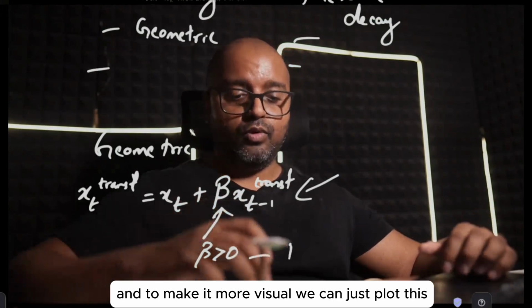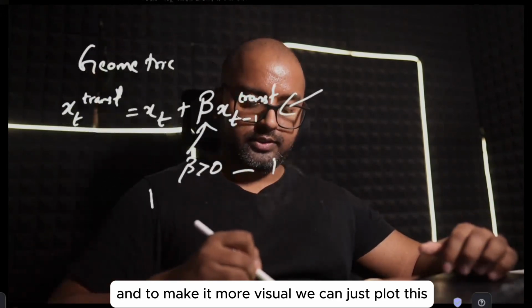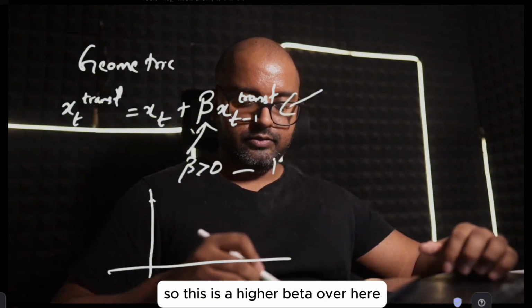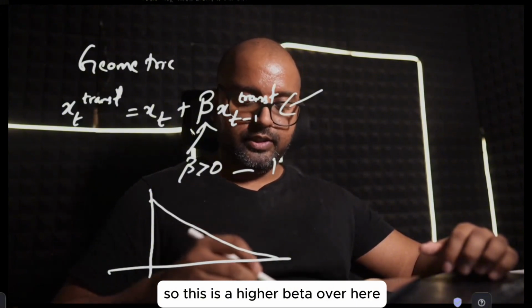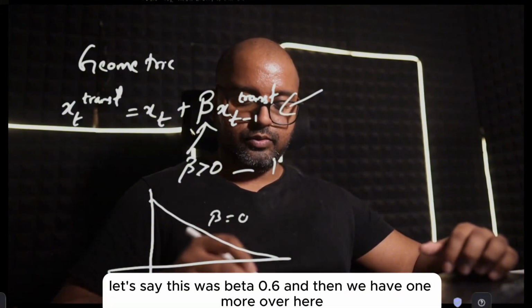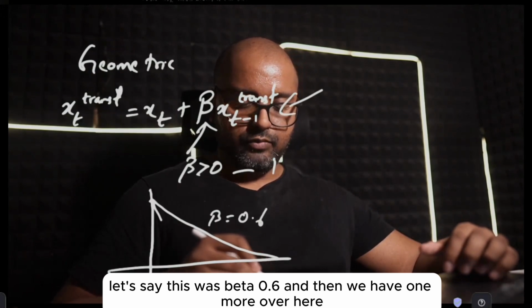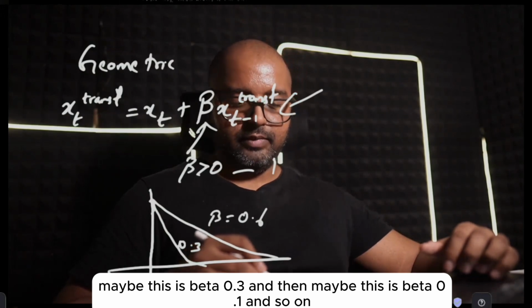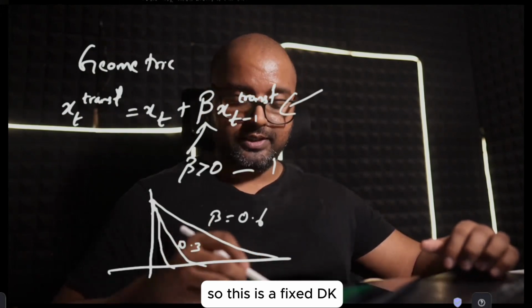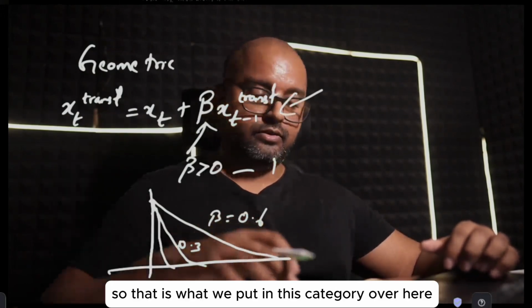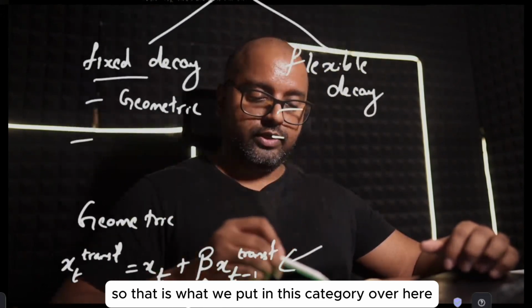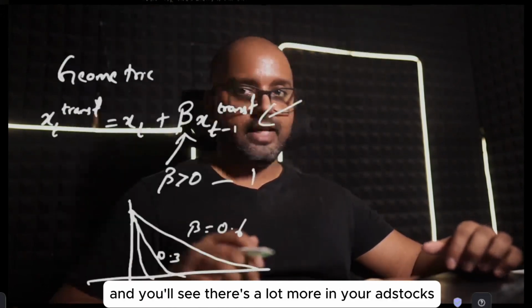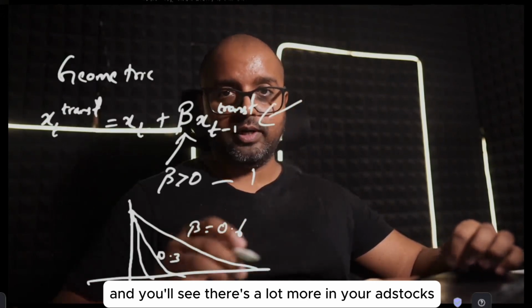To make it more visual, we can just plot this, and this is what we usually see. So this is a higher beta over here. Let's say this was beta 0.6, and then we have one more over here, maybe this is beta 0.3, and then maybe this is beta 0.1, and so on. So this is a fixed decay. That is what we put in this category over here. This is geometric, fixed decay, and you'll see this a lot more in your ad stocks.